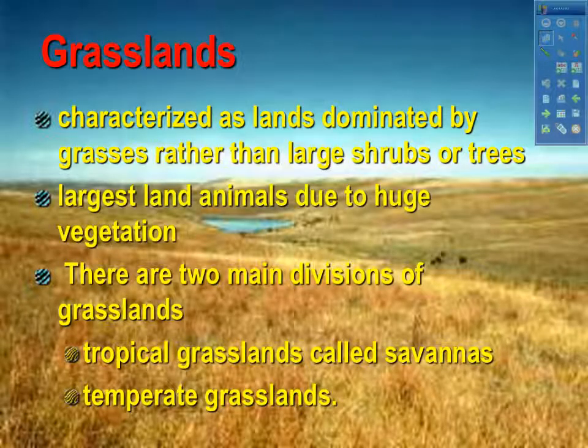Okay, so we are going to move into the grasslands. This is your next biome. Grasslands are dominated by grasses. Not really very complex here. Not a lot of trees or shrubs. This is where you see the big herds of land animals because they have all the grass to eat. And then there's two different types of grasslands. There's a tropical and there's a temperate. So there's a savanna and a temperate grassland.